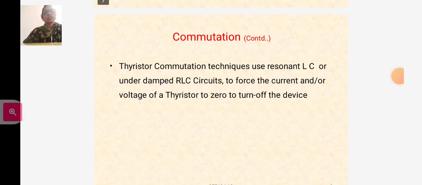The thyristor commutation techniques use resonant, underdamped LCR or RLC circuits to force the current and or voltage of a thyristor to zero to turn off the device. So normally we use RLC circuits to force the current and voltage of the thyristor to go to zero, and at that time it will turn off.